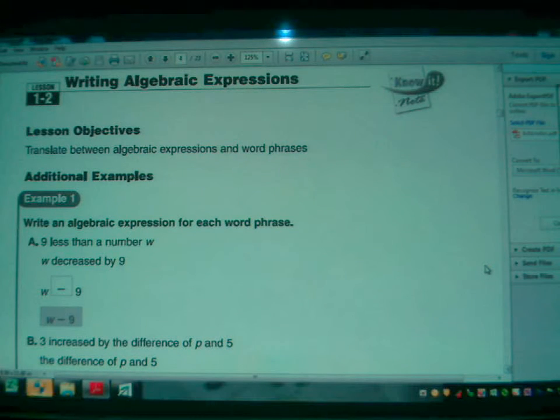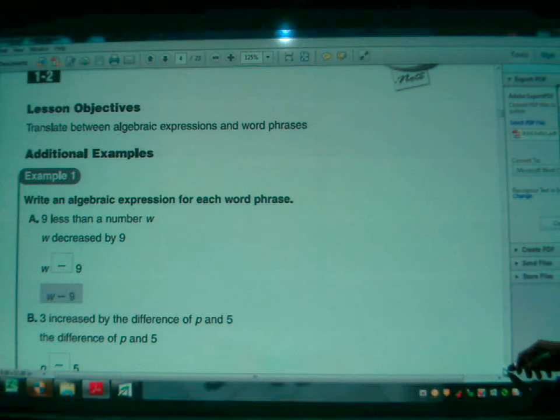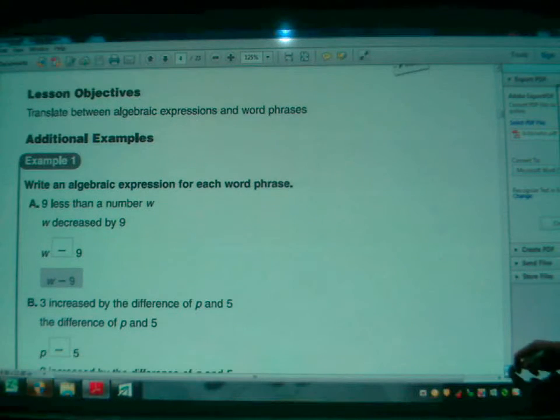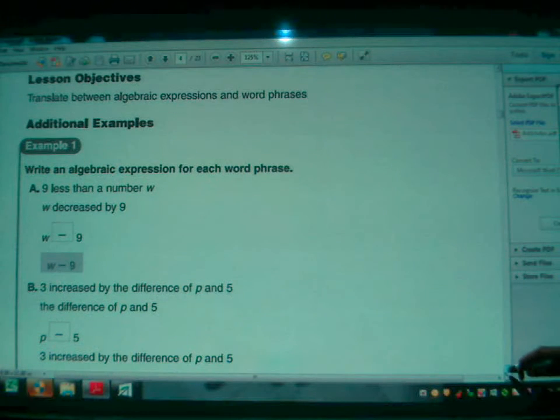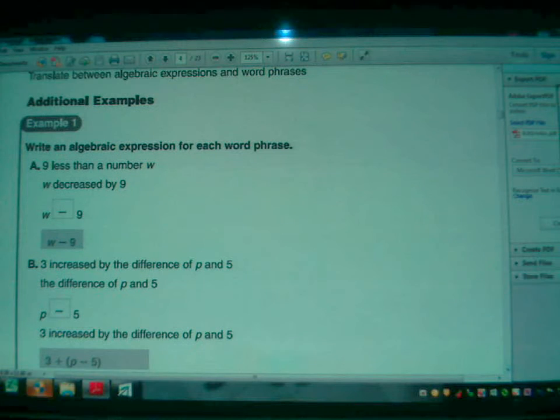Now, as we take a look at 1B, it's 3 increased by the difference of P and 5. Now, this has multiple components to it. It's not just one symbol with a number or variable on each side. It actually has multiple parts to it. So, if we were talking about solving this question, we'd be talking about using the order of operations. But we're not solving it, we're just translating it.